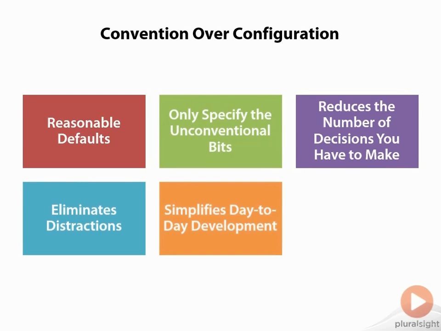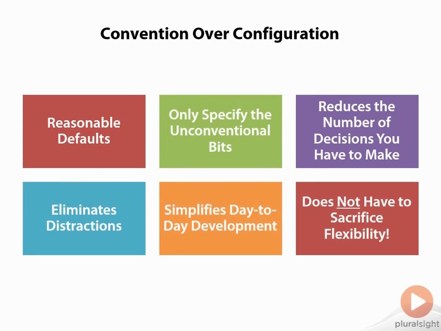When done poorly, convention over configuration may provide simplicity in the short term at the cost of flexibility, but that doesn't have to be the case. Because of that, we'll focus on conventions that degrade gracefully as we need to progressively override them. The idea of convention over configuration is key in building an application framework, as you'll see throughout the rest of this course.